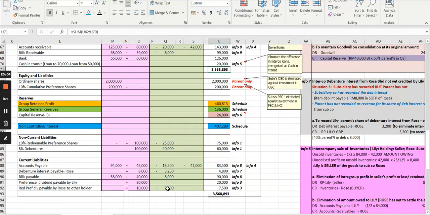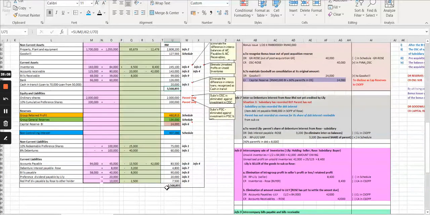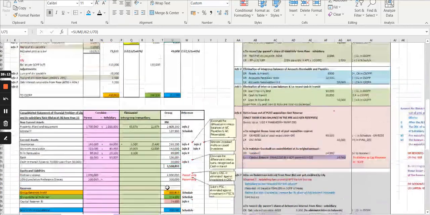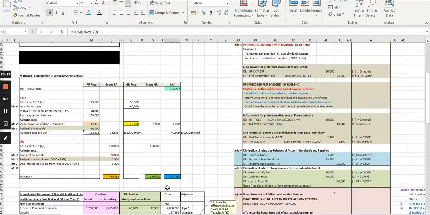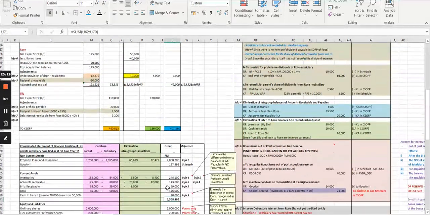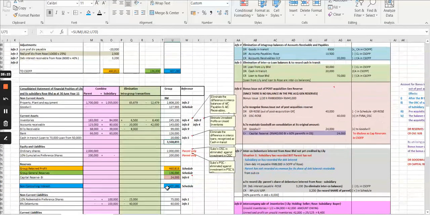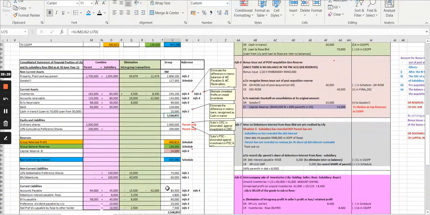So this is the rest and the thing that you should be able to do, and this is the complete answer of it, right? Maybe you want to have a go at looking at the rest of the part of it. Yeah, so these are the things that we are doing here: prepare schedule and prepare the complete, doing the elimination in the group statement of financial position.